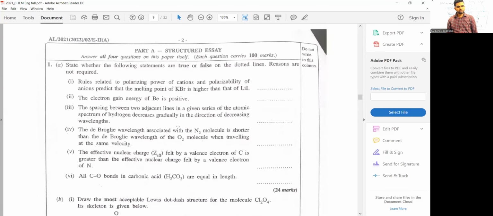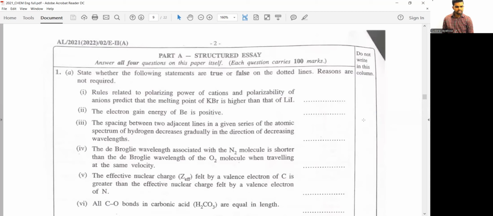Okay, so this is your 2021 A-level paper. There are 6 statements in part A. You have to write whether those statements are true or false. Rules related to polarizing power of cations and polarizability of anions predict that the melting point of KBr is higher than lithium iodide. The answer is true.